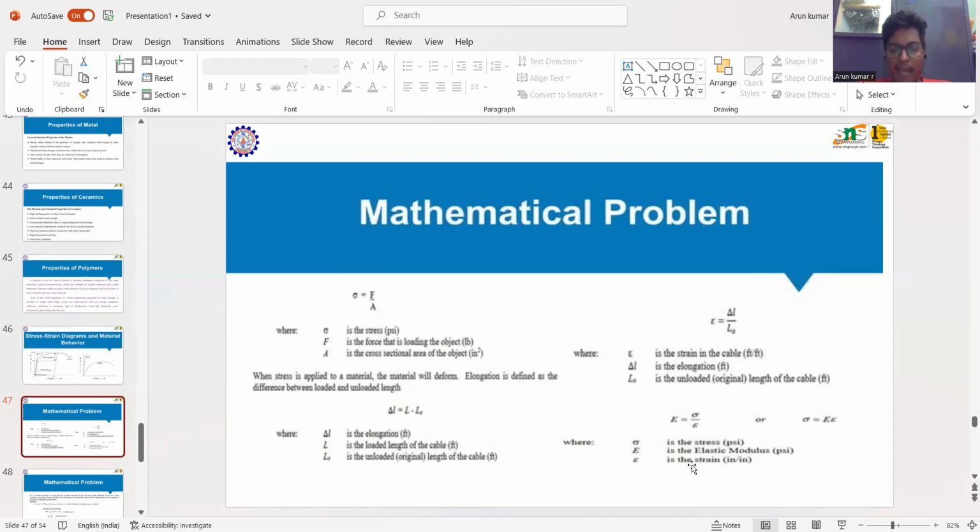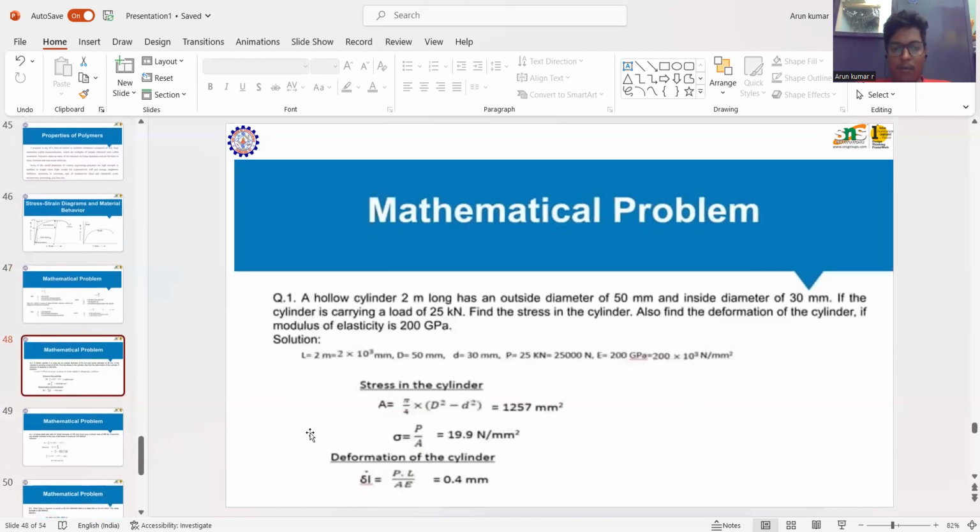So what about Young's modulus? Young's modulus is nothing but the relationship between stress and strain. That is, E is equal to sigma by epsilon. The SI unit for Young's modulus is Newton per meter square. So what is the meaning of change in length? That is final length minus initial length or original length. So these are the basic fundamentals of stress and strain. We will see some problems about stress and strain.